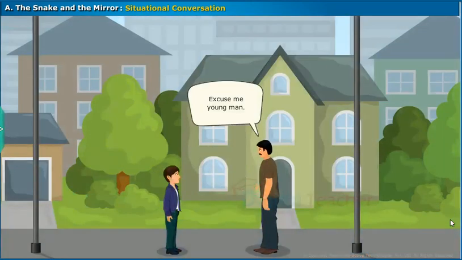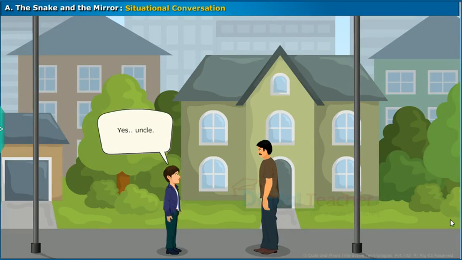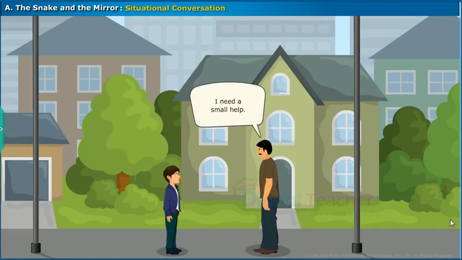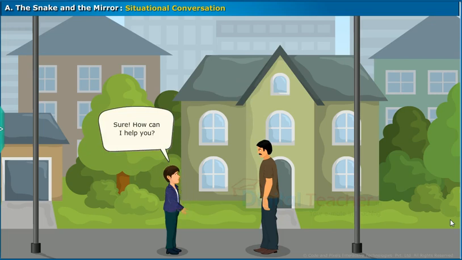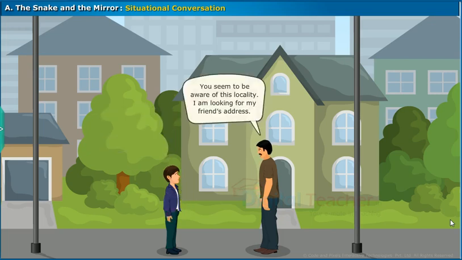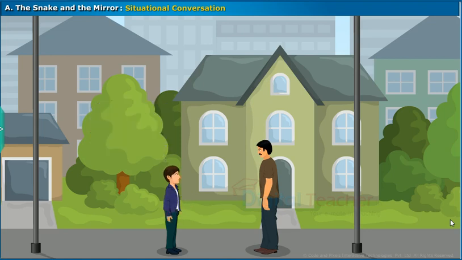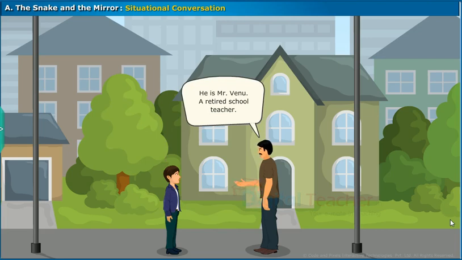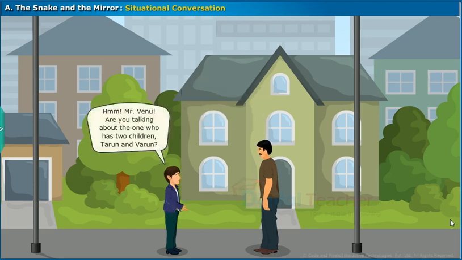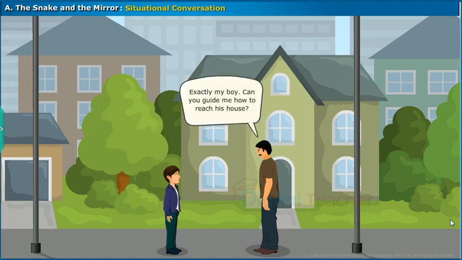"Excuse me, young man." "Yes, uncle." "I need a small help." "Sure. How can I help you?" "You seem to be aware of this locality. I'm looking for my friend's address." "Oh, sure. May I know your friend's name and other details so that I can help you?" "He is Mr. Venu, a retired school teacher." "Mr. Venu? Are you talking about the one who has two children, Tarun and Varun?" "Exactly, my boy. Can you guide me how to reach his house?"